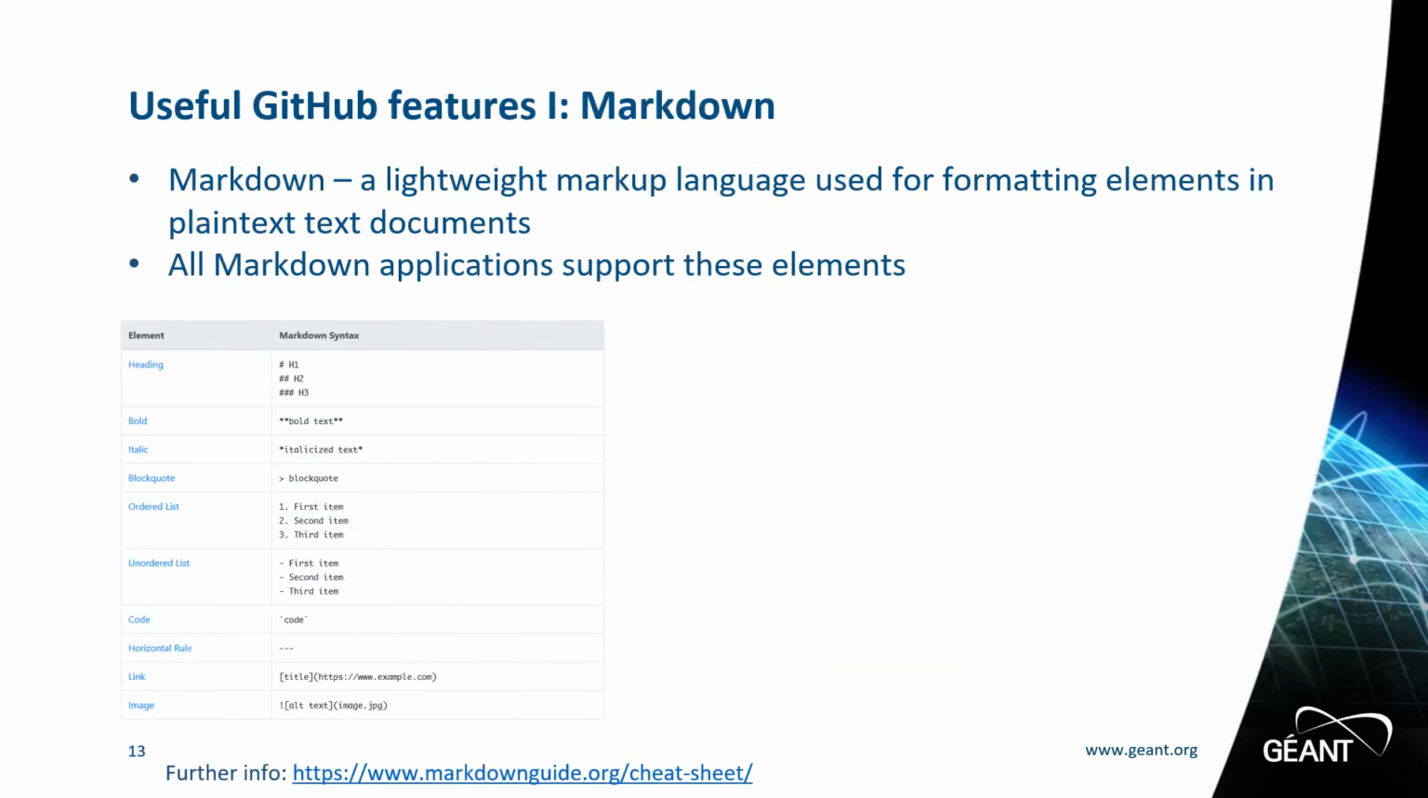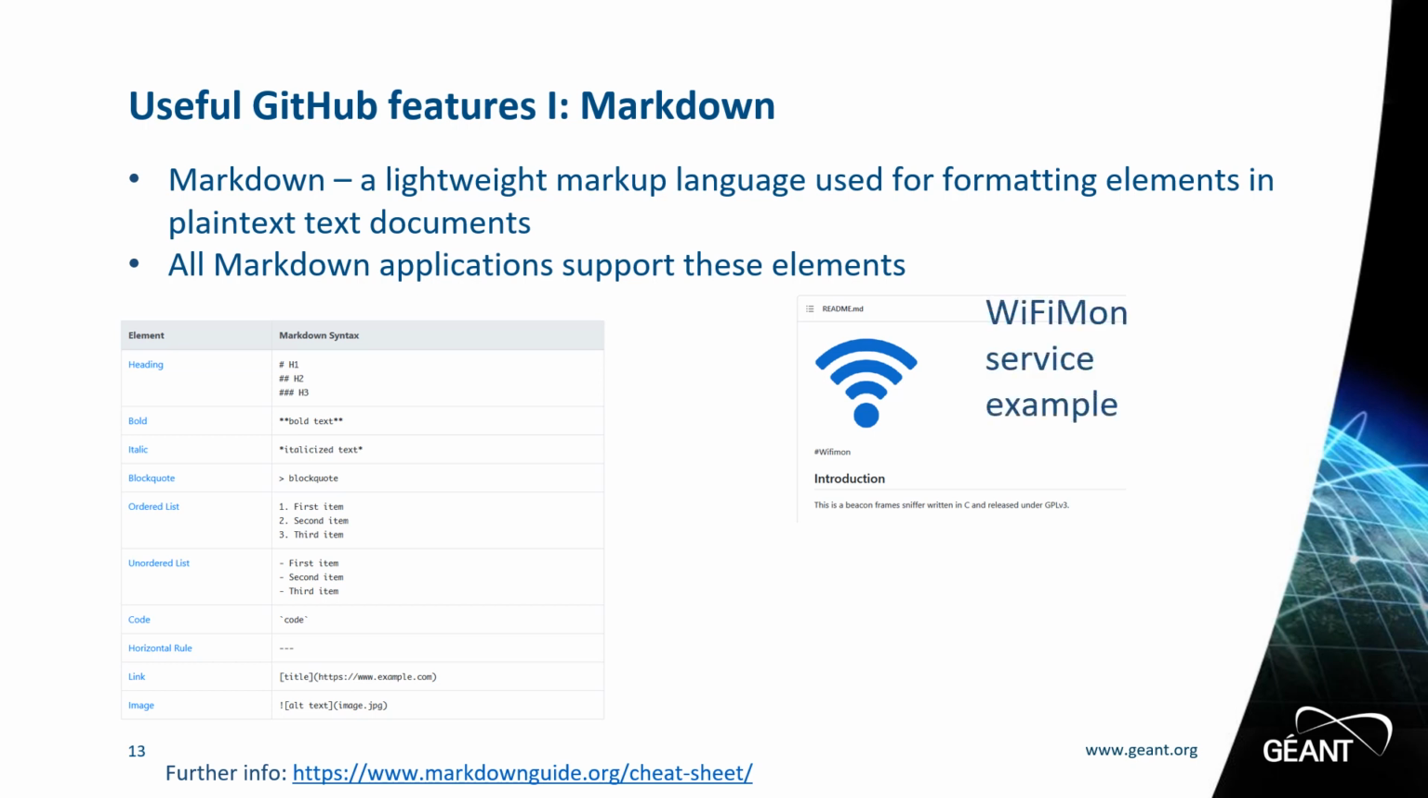In this and the following slides, we will look at some useful features that GitHub programmers can use. The first one is using Markdown for documentation. Markdown is a lightweight markup language that you can use to add formatting elements to plain text documents. The basic syntax of the elements used is outlined in John Gruber's original design document. Note that all Markdown applications support these elements. The slide shows an example of Markdown documentation from the Wi-Fi service.